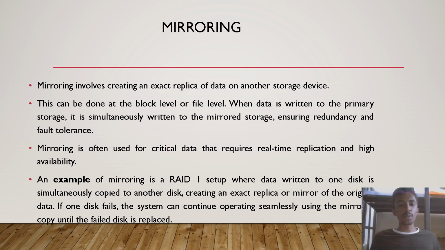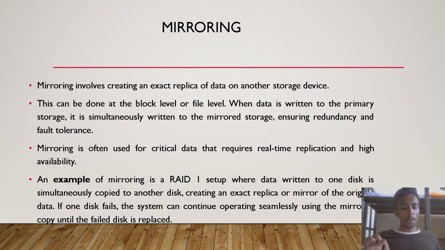An example of mirroring is a RAID 1 setup where data written to one disk is simultaneously copied to another disk, creating an exact replica or mirror of the original data. If one disk fails, the system can continue operating seamlessly using the mirrored copy until the failed disk is replaced.